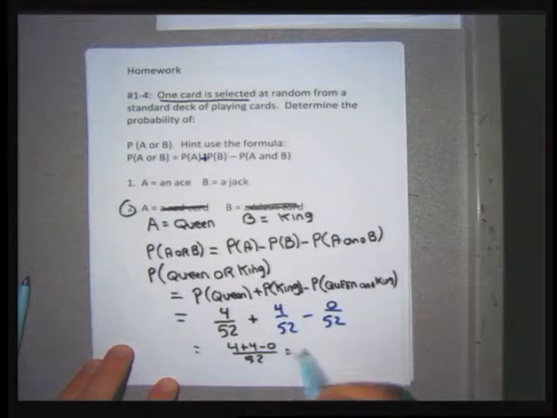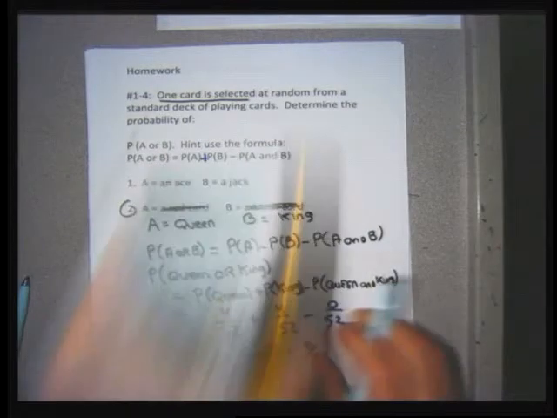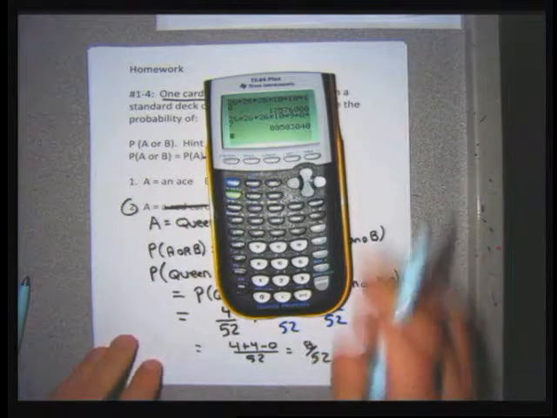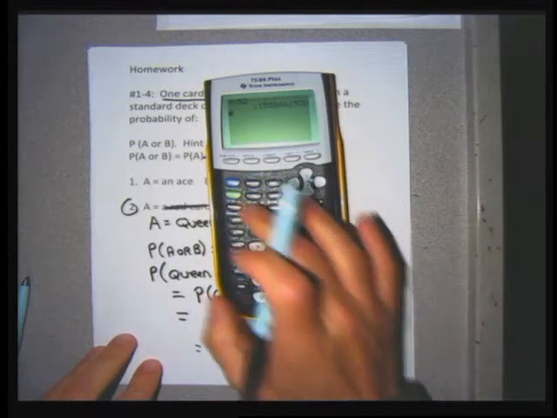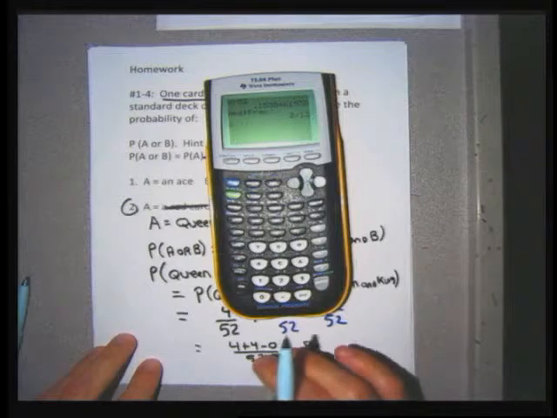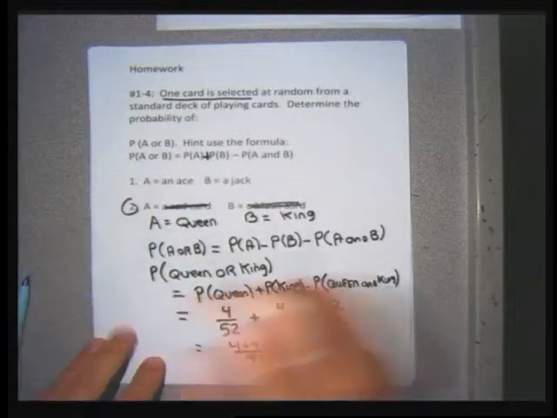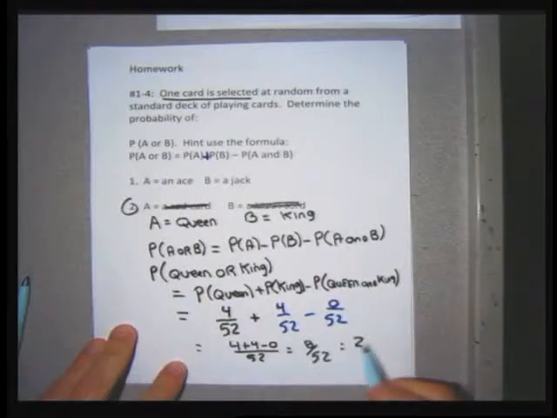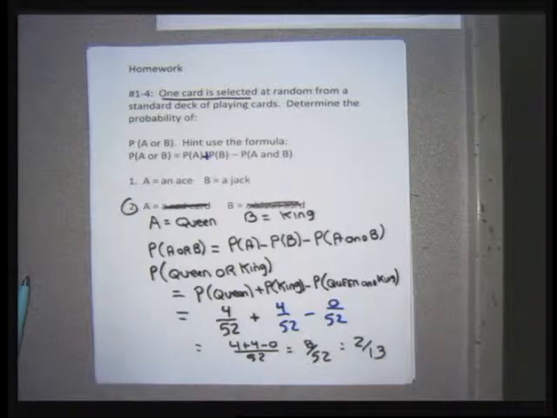And my answer in a non-reduced form is going to be 8 over 52. And then if I was feeling lazy this morning and wanted to reduce this on my calculator, I could just go 8 divided by 52 and then math, enter, enter. And the answer to this problem number 2 is going to be 2 over 13. So for number 2, at least the modified version of number 2 to make it more like your problem number 1, the probability of getting a queen or a king is 2 over 13.